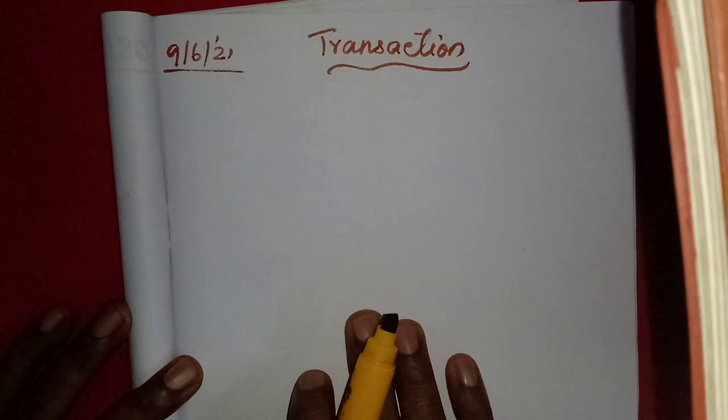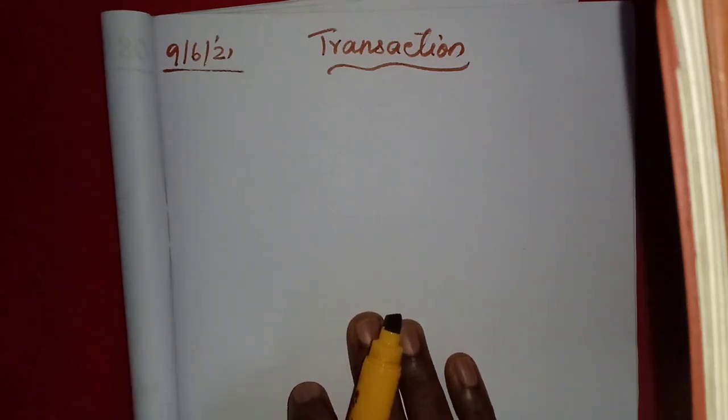Welcome back to our lesson 3, the books of primary entry. Here we have studied first the source documents. Then in the next class we studied the double entry system, how we enter. That is the basic.